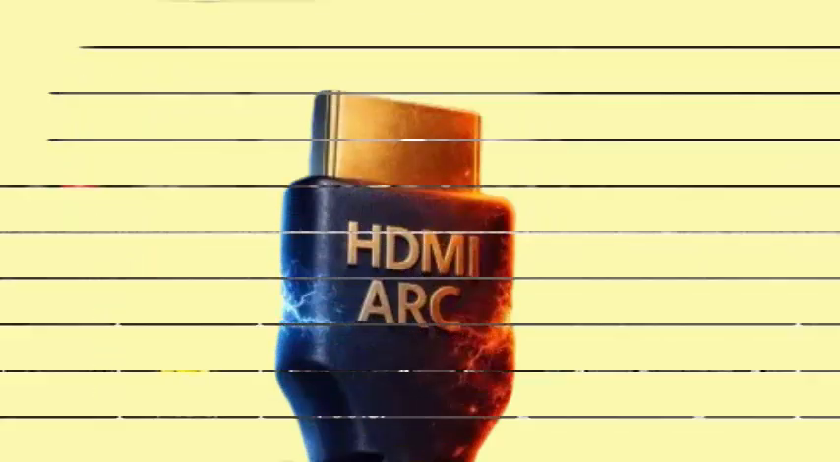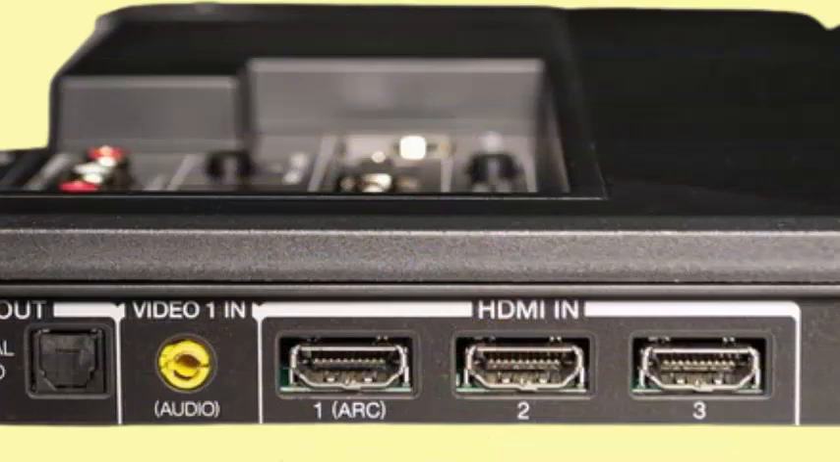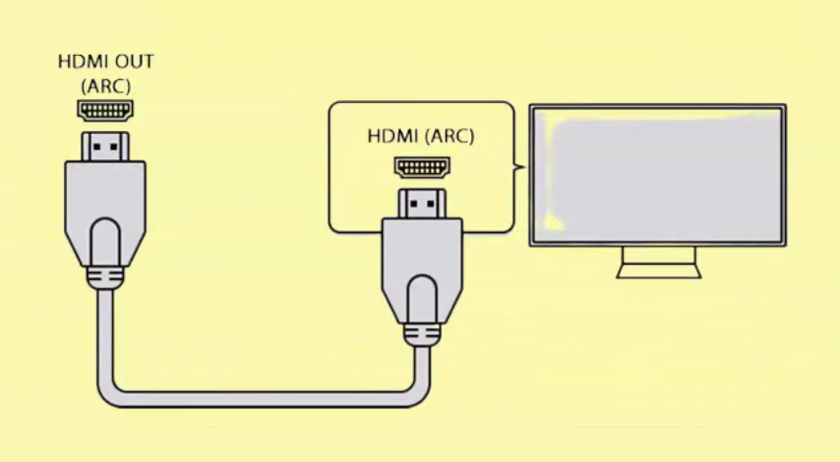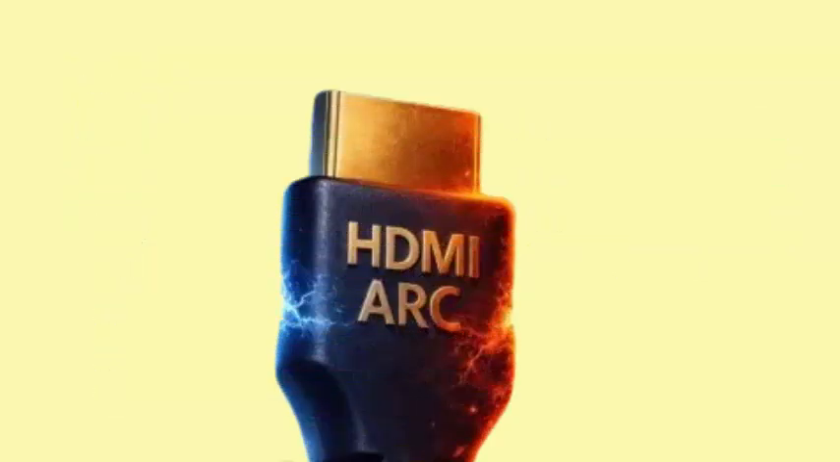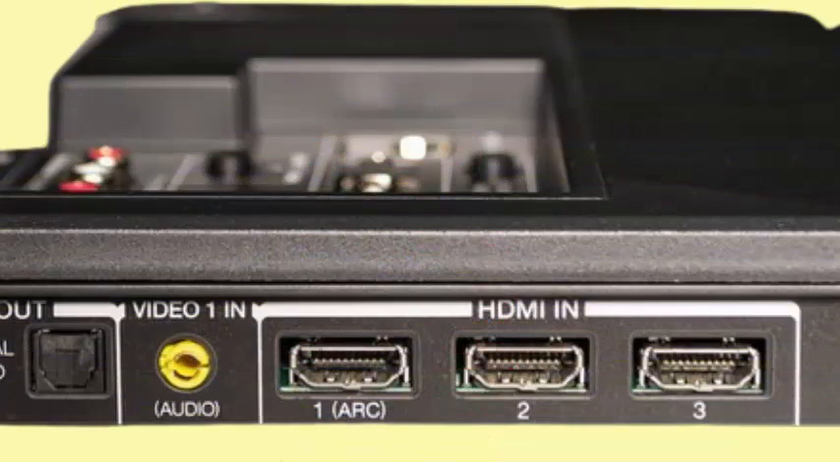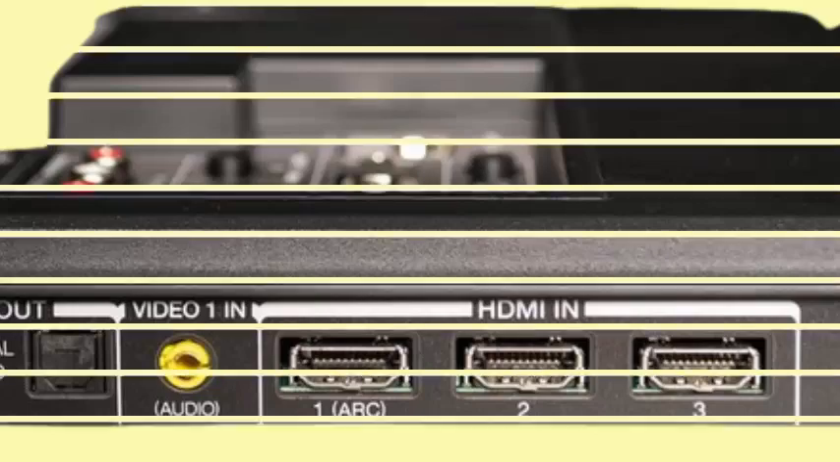Identification: look for a port labeled ARC or HDMI ARC on the back of your smart TV and sound system. Connection: use a high-speed HDMI cable to link the ARC-labeled ports on both devices. Compatibility: ensure both the TV and the audio output device support the ARC standard for seamless integration.